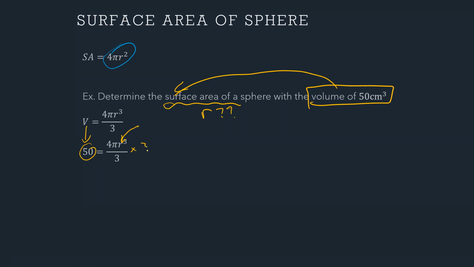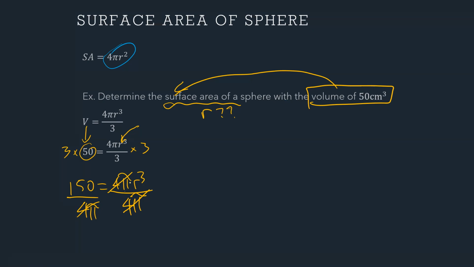So my next step here is I'm going to multiply by 3 on both sides. Then this ends up giving you 150 is equal to 4 pi r cubed. And my next step is I'm going to divide by 4 on both sides. Actually, I can make it even simpler. Not only can I divide by 4 on both sides, I can actually divide by 4 pi on both sides, just to bring the pi over to the other side. And this eliminates all the coefficients of r cubed, and then I'm just left with r cubed by itself.